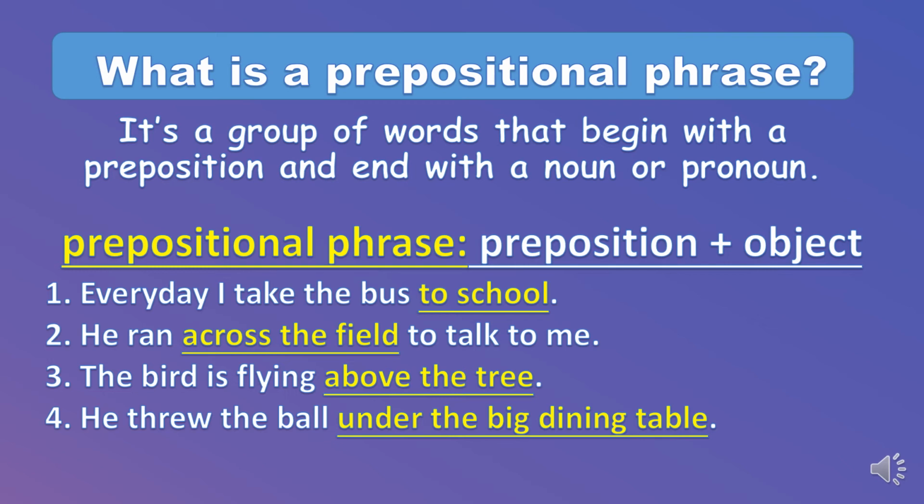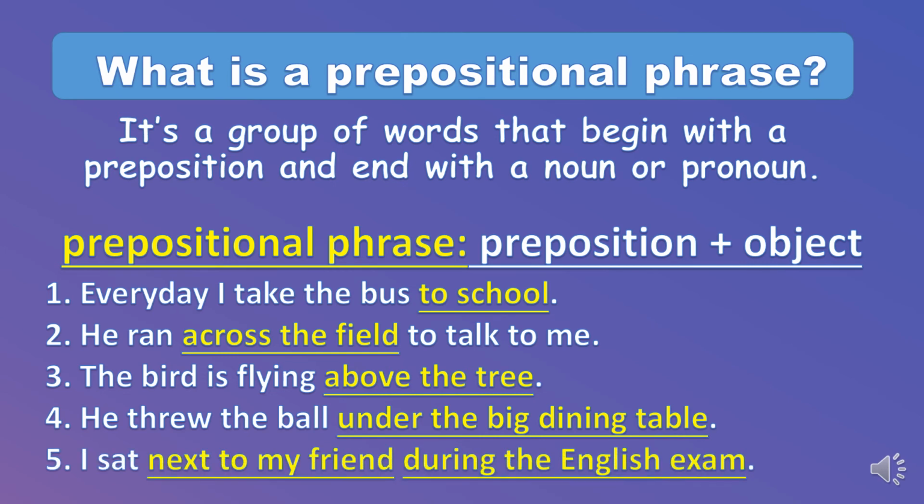He threw the ball under the big dining table. Under is the preposition. The big dining table is the object. So under the big dining table is the prepositional phrase.